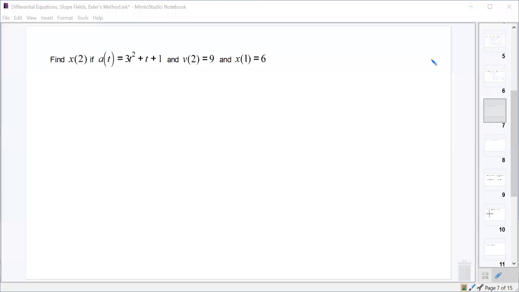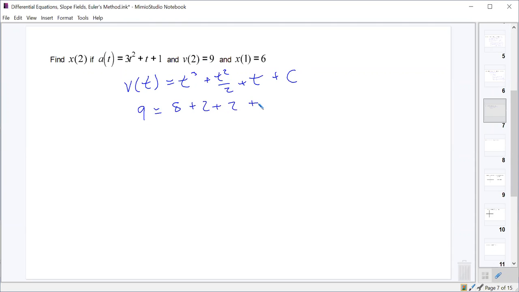Ready, go. All right, so we'll integrate the acceleration to get velocity, which is t cubed plus t squared over 2 plus t plus our constant. And if t is 2, we should get a velocity of 9. So 2 cubed is 8, that's a 2, and that's a 2. So we end up with our constant here being -3. So v of t is t cubed plus t squared over 2 plus t minus 3. Is that what everybody got for the first part? Yes.